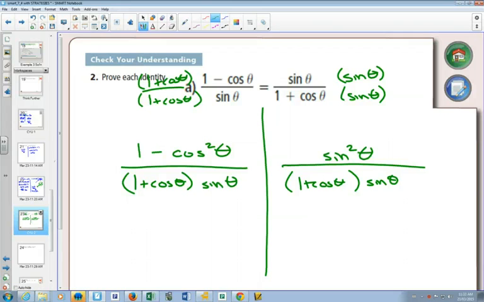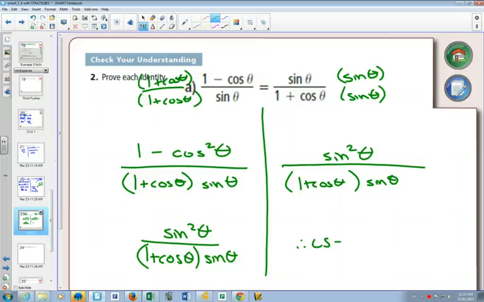Now we've got some squares on the top. You can choose either to work on the right side or the left side. Most people like to change the 1 minus cos squared directly to sine squared. And we are done.